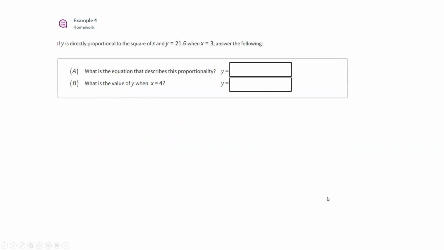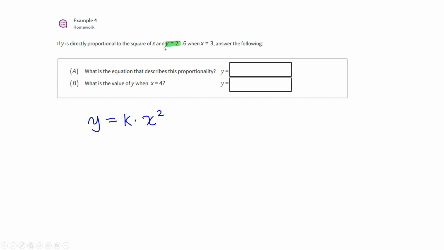In example 4, you have a direct proportion situation here. Now, these are what typical questions look like. If y is directly proportional to the square of x and y equals 21.6 when x equals 3, answer the following. These usually are done in 3 different stages. First, you have to come up with a general formula which basically goes along with this statement: y is directly proportional to the square of x. That's the same thing as saying y equals some constant times x squared.